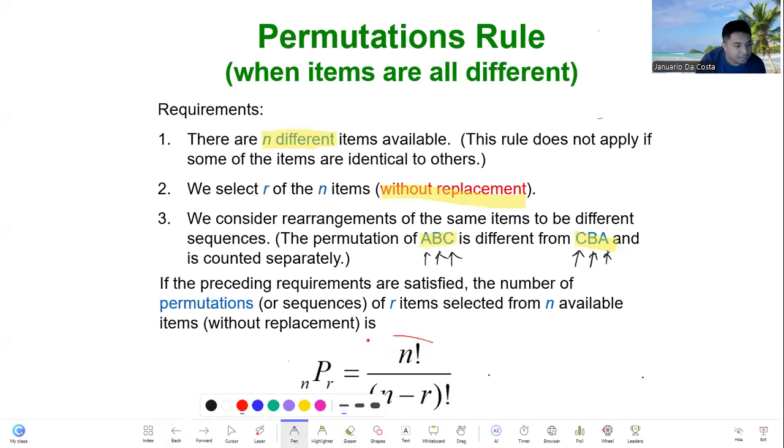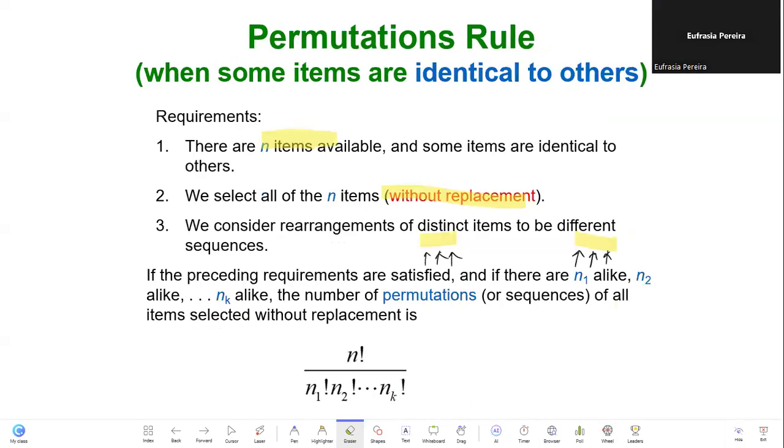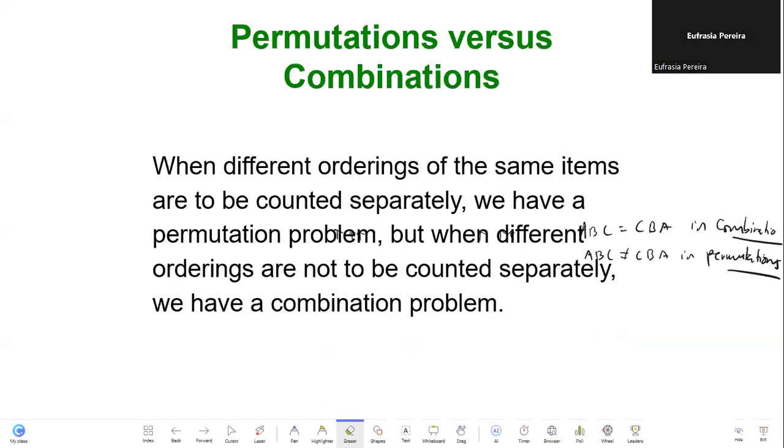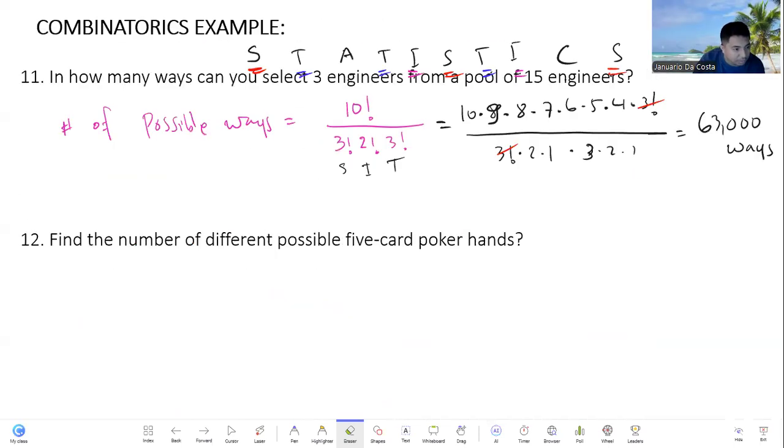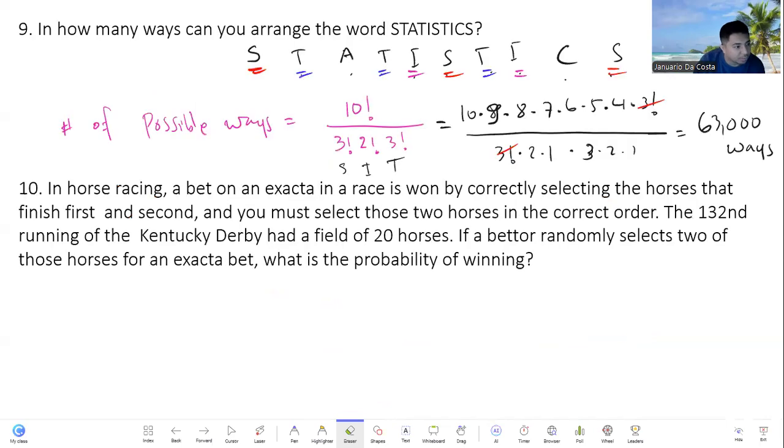It depends on how many items you want to arrange. I hope this explains your questions. Okay, so the rule is that this formula is applicable only when there is an identical item.